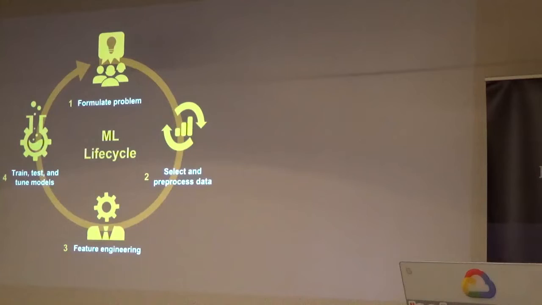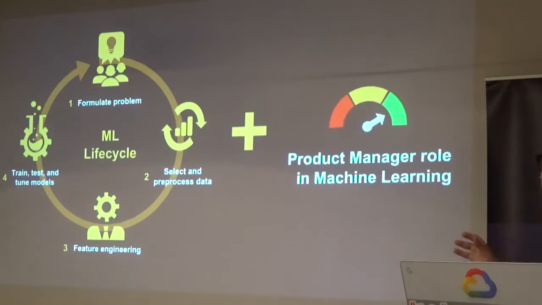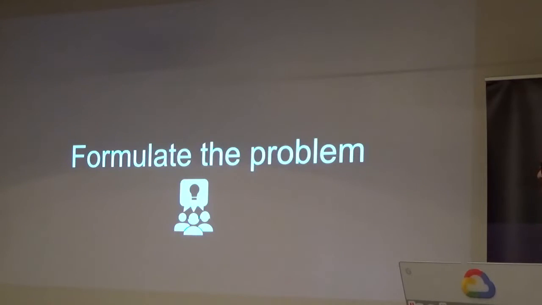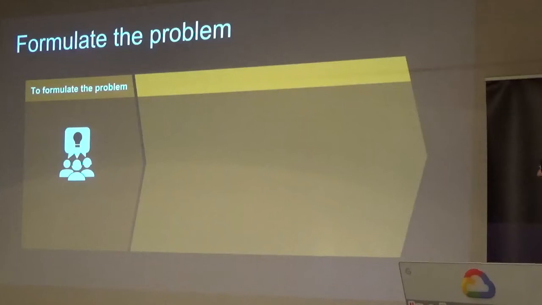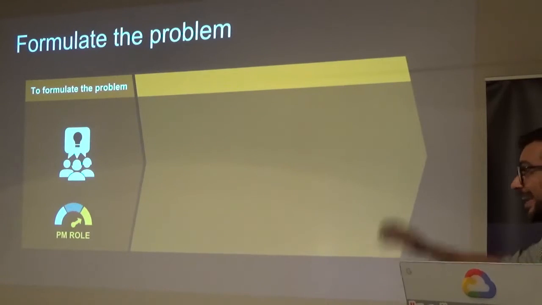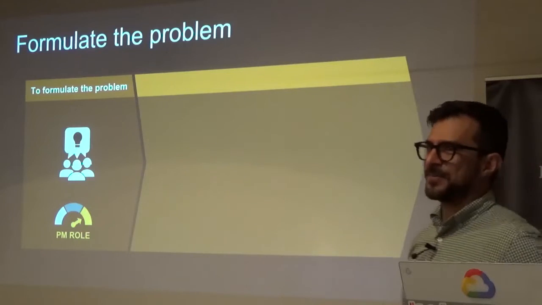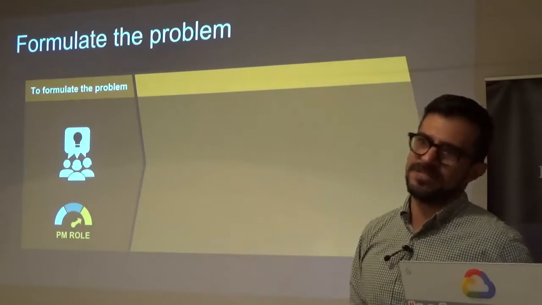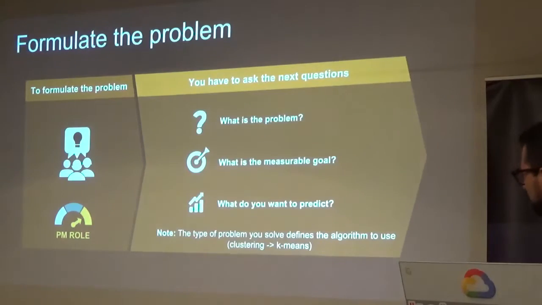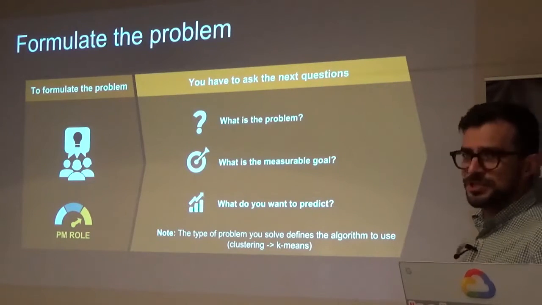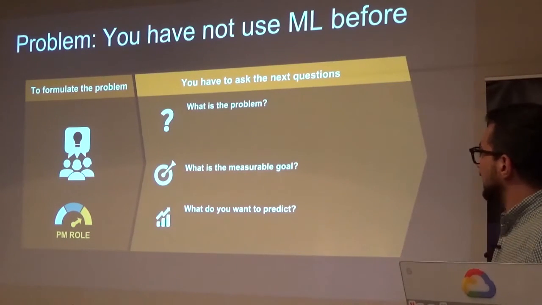So now let's go into more detail. Let's go again into this ML cycle, and what is the role of a product manager in this cycle. To formulate the problem, how involved do you think the product manager should be here? Very involved. Yeah, super involved, right? This is where you fit. What is the problem? What is the measurable goal? What do you want to predict?